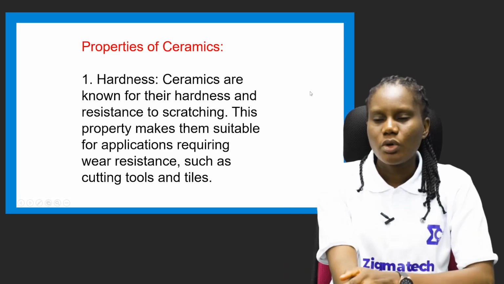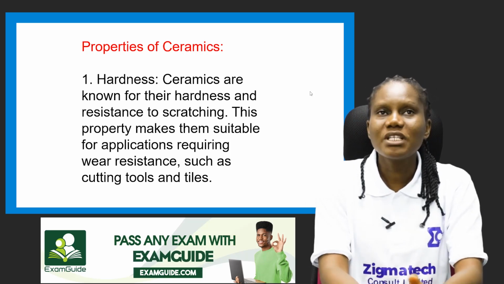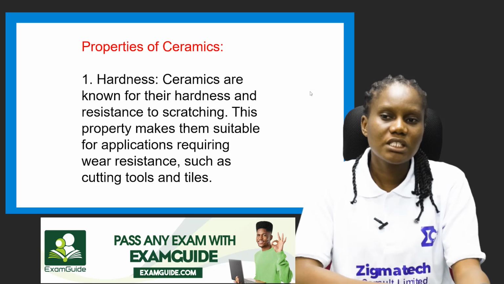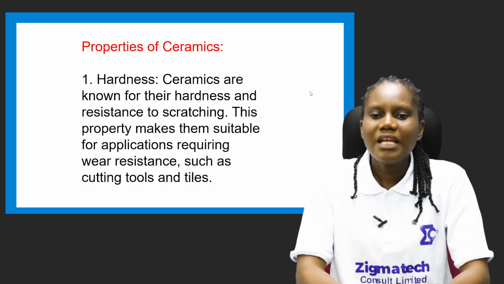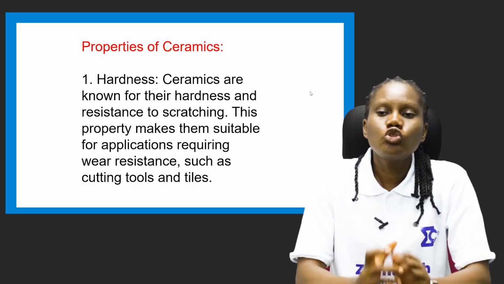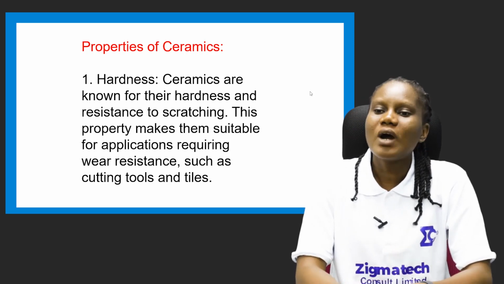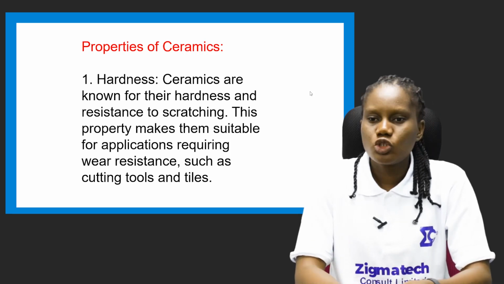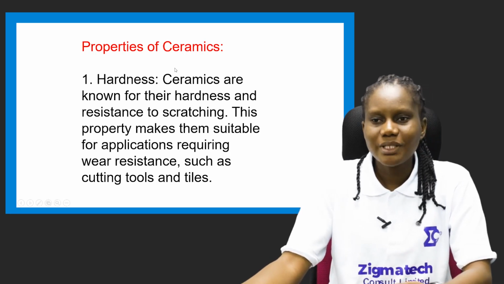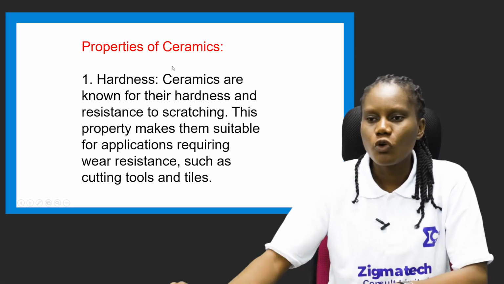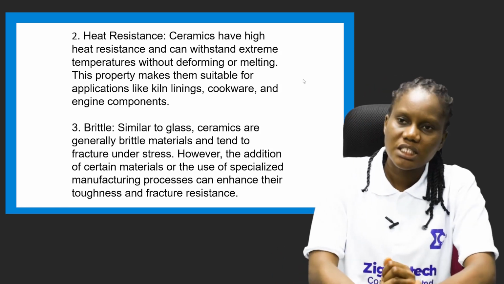Let's look at the properties of ceramics. One is hardness. Don't forget that what helps it to form this property is fire. When you fire it, that's when it's hard. So one of the number one properties of ceramic is hardness. Any ceramic you touch, they are hard. Ceramics are known for their hardness and resistance to scratching. This property makes them suitable for applications requiring wear resistance, such as cutting tools and tiles. Your tiles are hard, and it's because of this property that it is suitable for the production of tiles and cutting tools. Number two is heat resistance.